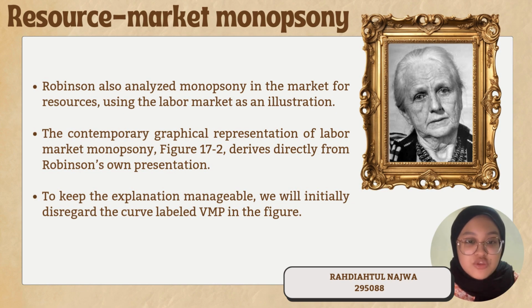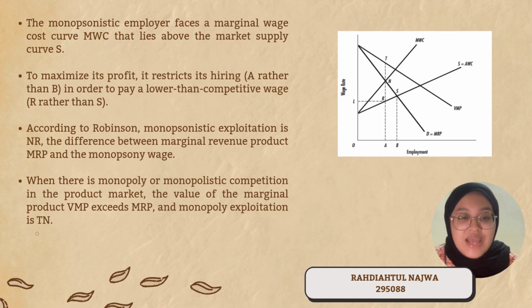Robinson also analyzed monopsony in the market for resources, using the labor market as an illustration. The contemporary graphical representation of labor market monopsony, figure 17.2, derived directly from Robinson's own presentation. To keep the explanation manageable, we will initially disregard the curve labeled V and P in the figure. The monopsonistic employer faces a marginal wage cost curve MWC that lies above the market supply curve S. To maximize its profit, it restricts its hiring to A rather than B in order to pay a lower than competitive wage R rather than S.